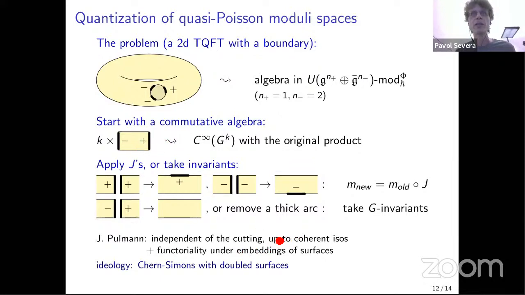More precisely, whichever way we get it, those things are always canonically isomorphic. So there are some coherent isomorphisms. And also this thing is then functorial under embeddings of surfaces, as long as that embedding respects those thick arcs.